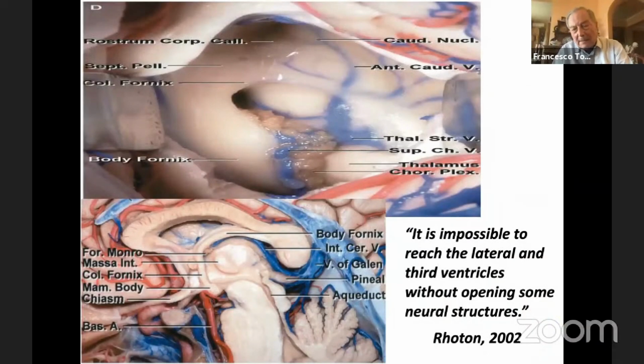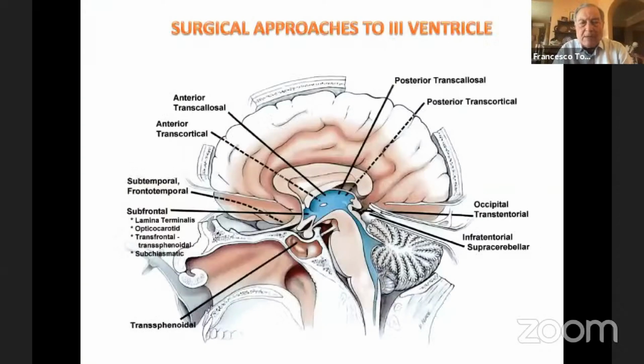I would like to remind a sentence of Rhoton about 20 years ago: it's impossible to reach the third ventricle without opening some neural structures. At present, we know that we can have access to the third ventricle either with minimal neural opening or, for example, in the case of translamina terminalis, without injuring any neural structure. So the situation has been changing during the last decades.